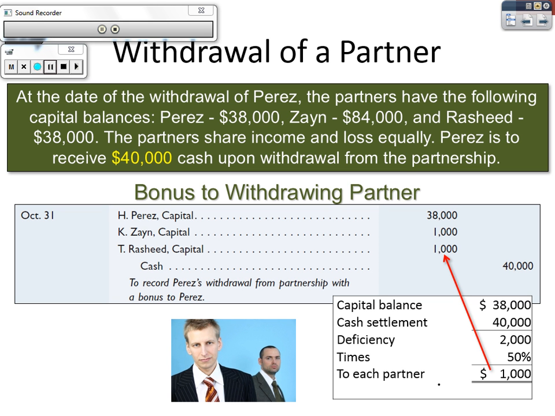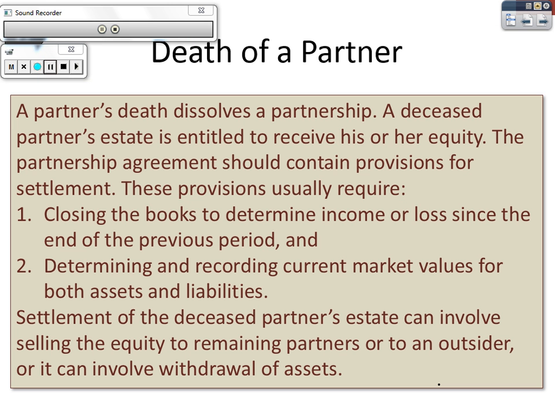So there was nothing in place that said if we kick out somebody, we have to pay them more than the capital balance. He could have just been that worrisome that they wanted to get him out so bad that they were willing to pay an extra $2,000 just to get rid of him. Does that make sense? So that doesn't have to be in the agreement. So remember how we said the way that a partnership dissolves is by what?